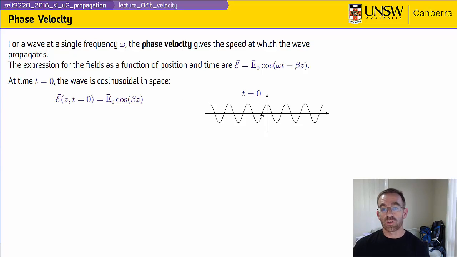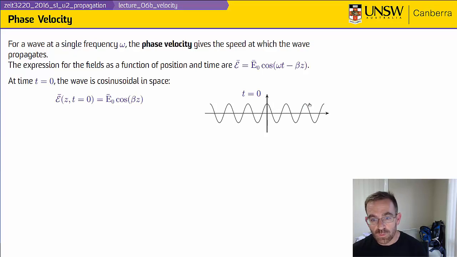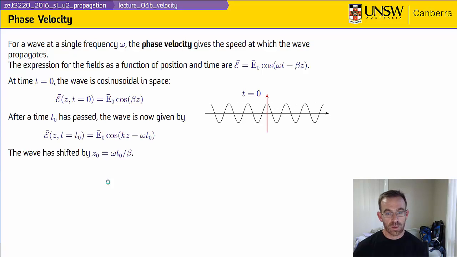So at time equals 0, the wave is cosinusoidal in space. We see that it has its peak here at the origin, and then it oscillates a wavelength. It moves along, but as time progresses, those peaks move to the right. So at time equals 0, I have this peak indicated by this red arrow.